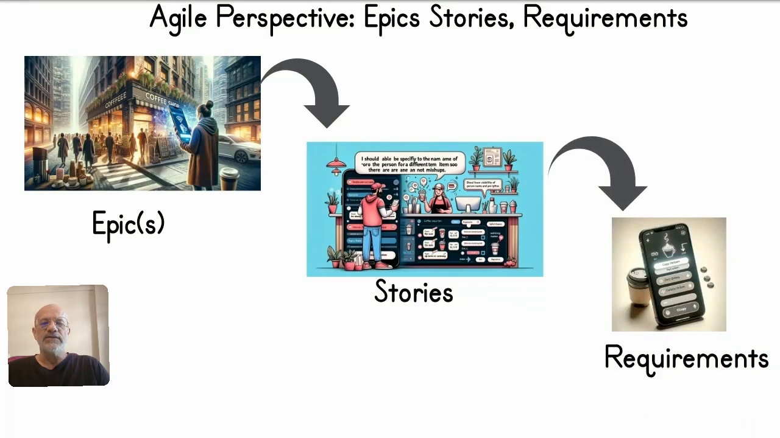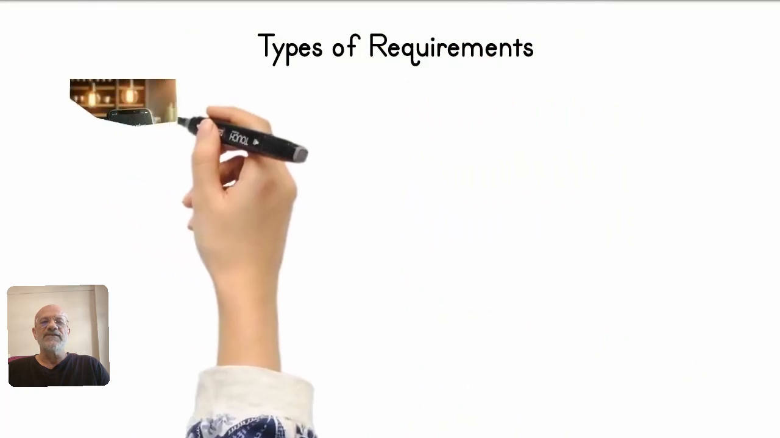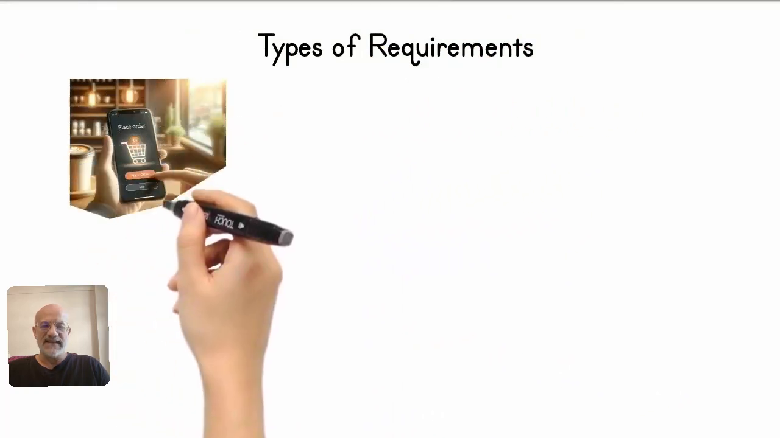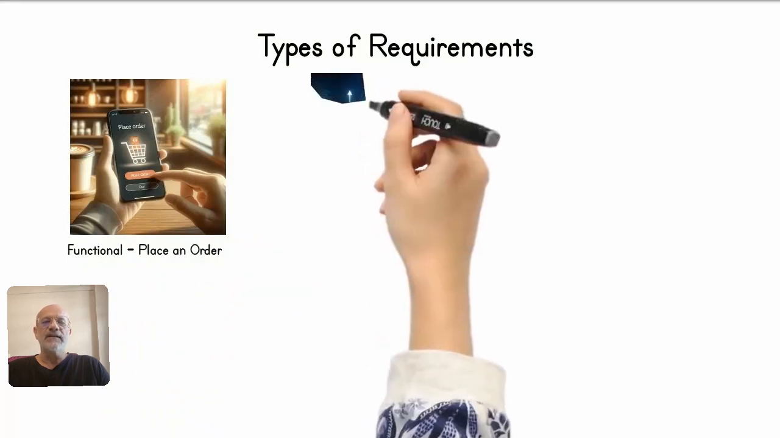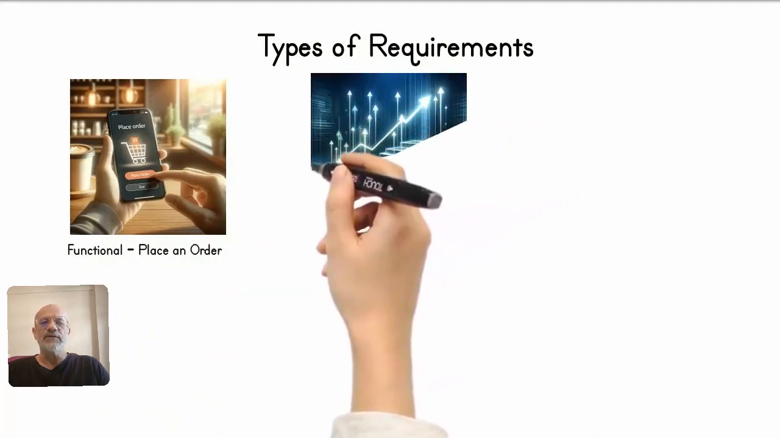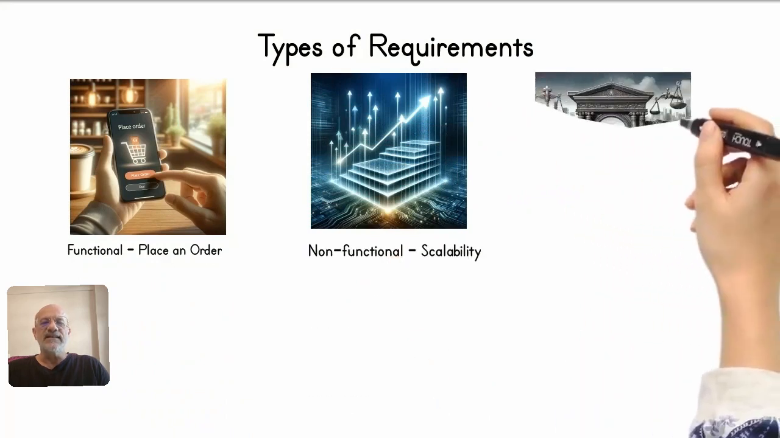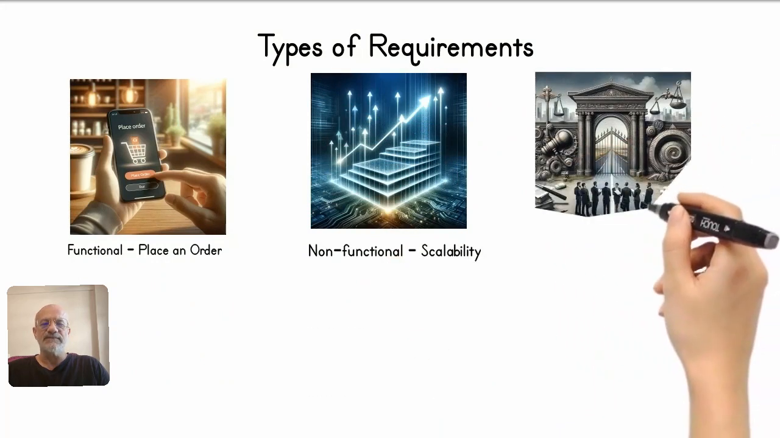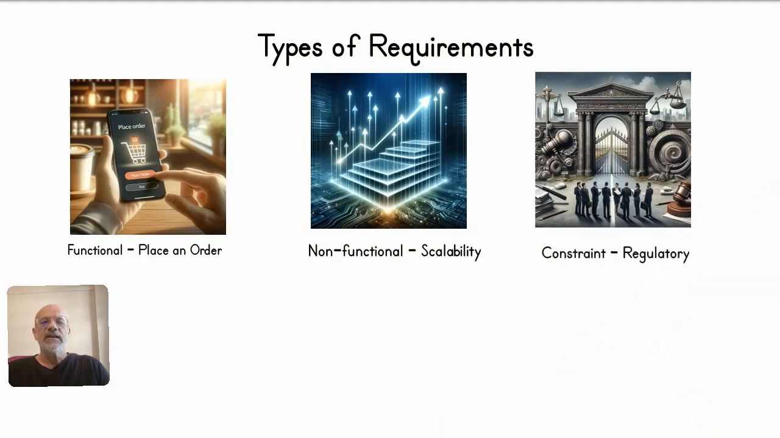Example, place an order. A functional requirement describes user functionality. Example, place an order. A non functional requirement defines a quality attribute. Example, scalability. A constraint is the limitations imposed on the system. Example, regulatory constraints. Here is an example of a functional ASR.